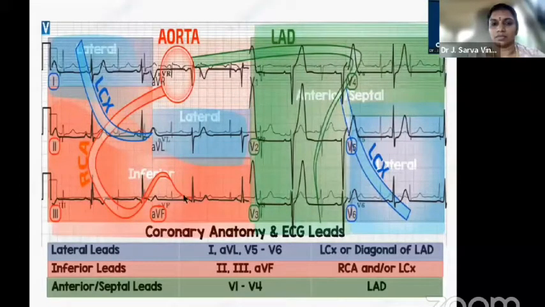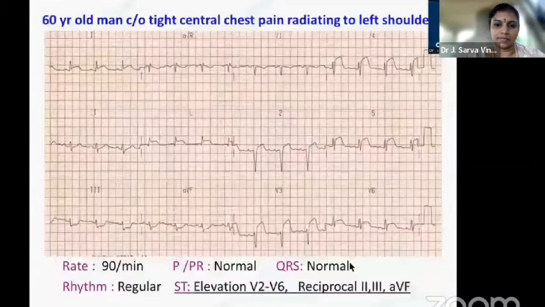Lead 2, 3 and AVF changes can occur when the right coronary artery is involved. In leads V1 to V4, there can be ST segment changes when the left anterior descending artery is obstructed or occluded. Changes can occur in the lateral leads when the diagonal branch of the left anterior descending artery and the left circumflex artery is involved. If the left circumflex or diagonal branch is involved, we can see changes in lead 1, AVL, V5 and V6, and 2, 3, AVF are pathognomonic of right coronary artery involvement.